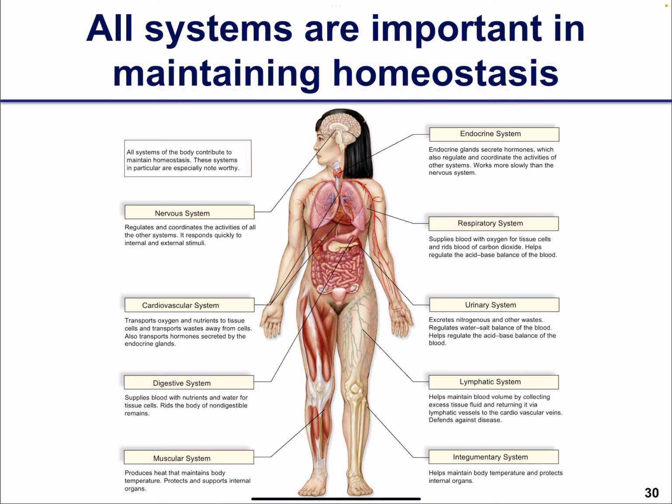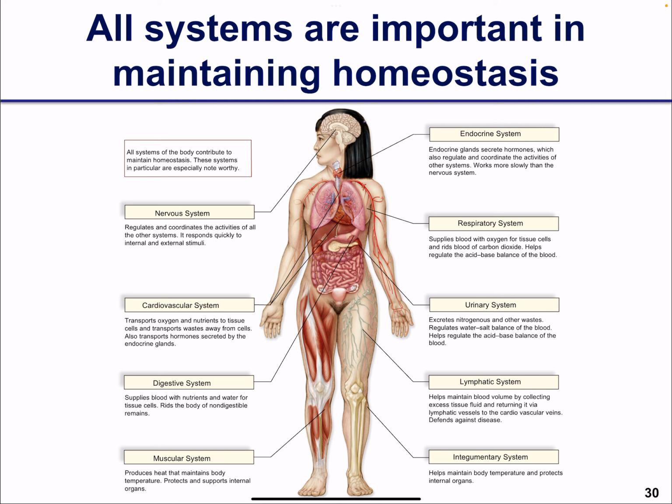Now, how are all these organs working together? I'm not going to go into the intricacies of how all the organs are working together. What I would like you to know is that on this slide, you can actually see how many organs are working together to maintain a well-functioning body. Now, all these organs are working together to actually maintain a stable environment, homeostasis.